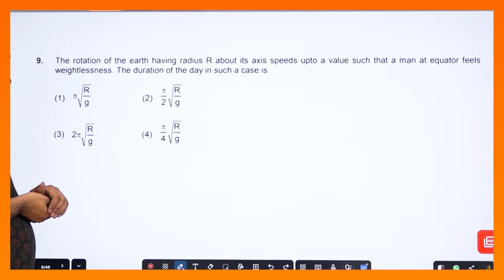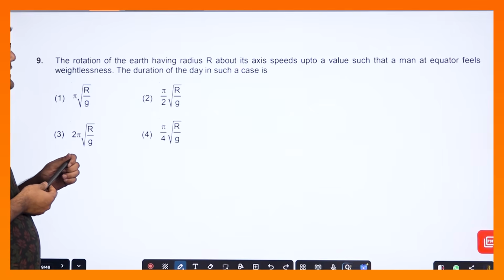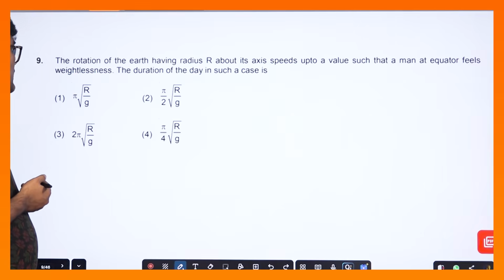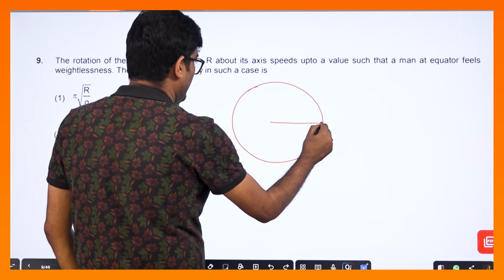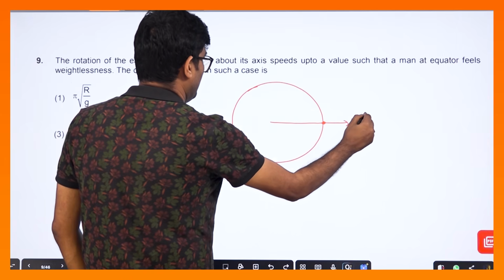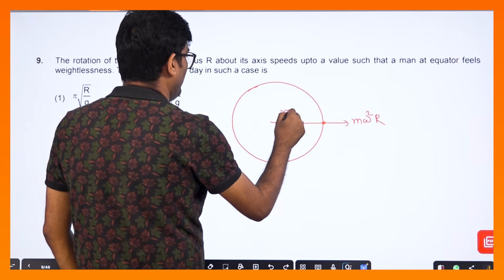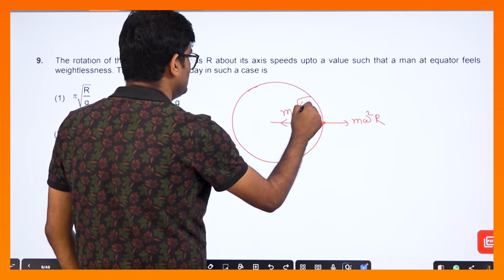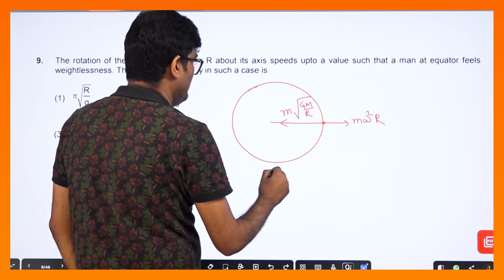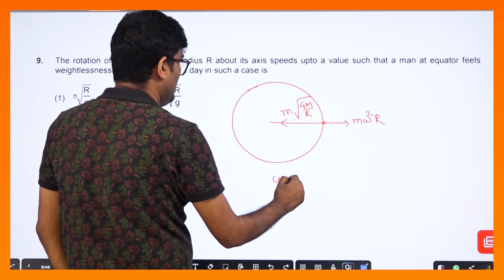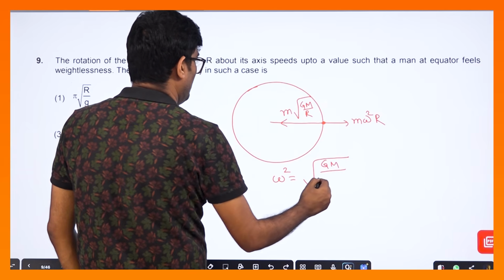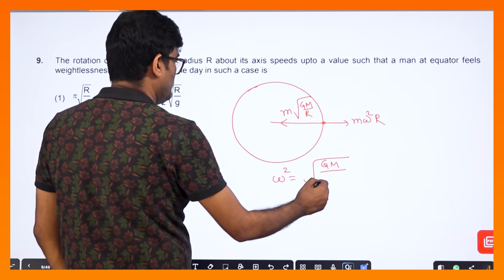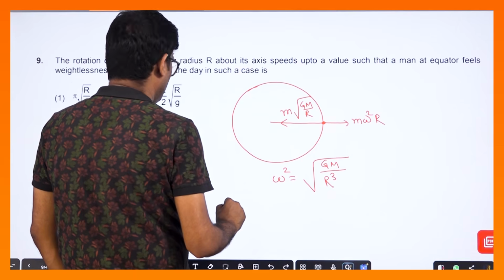The rotation of Earth having radius r about its axis speeds up to a value such that a man at the equator feels weightless. What is the duration of the day in such a case? Okay, if the man feels weightlessness, then at this point m omega square r must be balancing the value of mg. So if I balance them, then m gets cancelled out. So omega square is equal to gm by r cube, right?